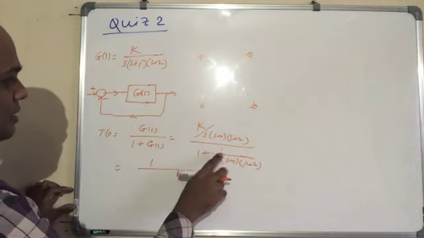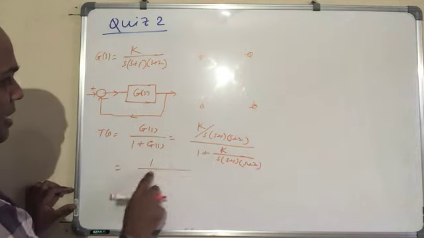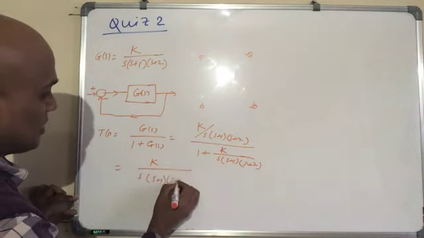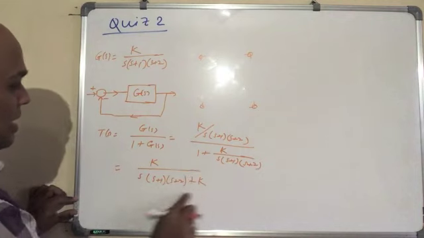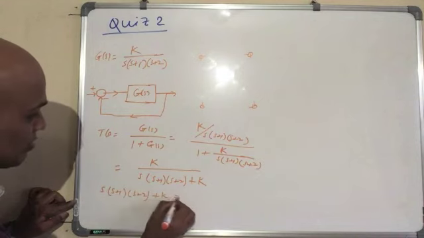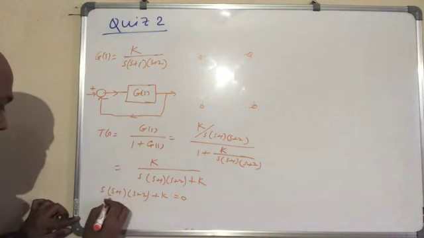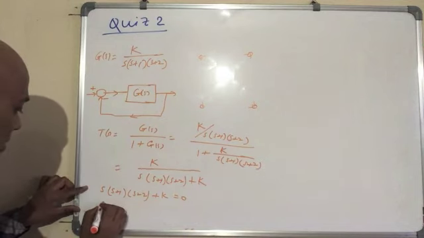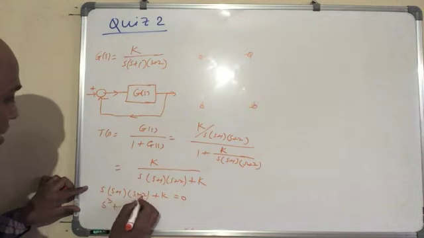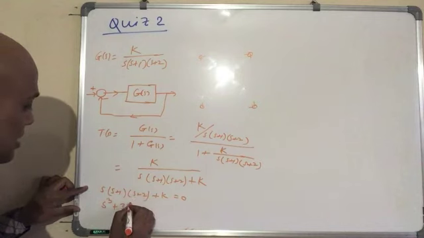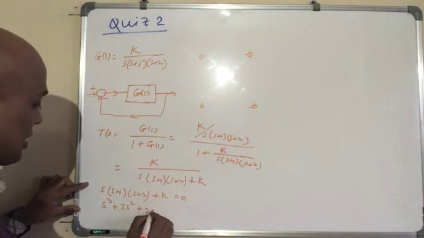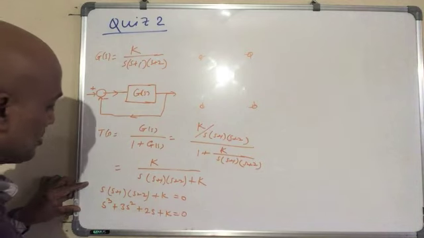So we have K here like this, and then we get (s plus 1)(s plus 2) plus K. And hence the characteristic equation becomes (s plus 1)(s plus 2) plus K equal to 0. And that makes it simply s cube, and then 2 and 3, you have 3 s square, and then we get plus 2s plus K equal to 0.